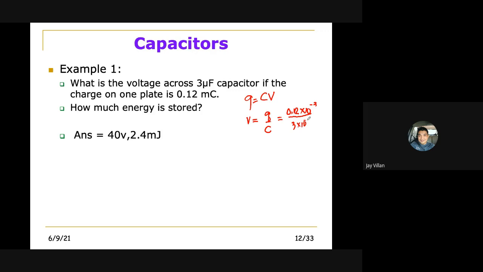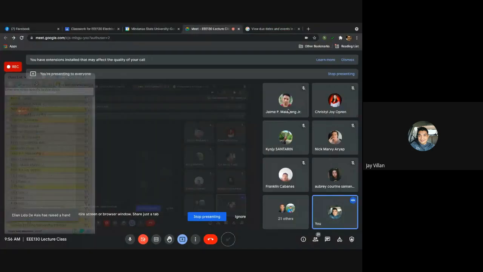So this is 3 times 10 to -6 farad. So what would be the answer? Is this equal to 40 volts?